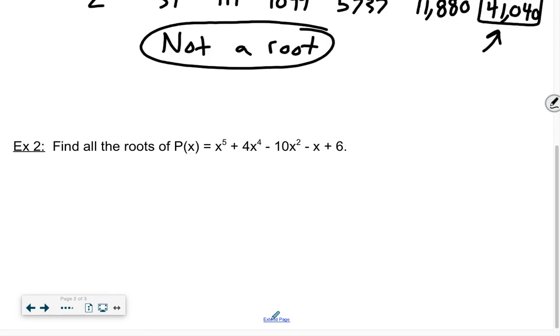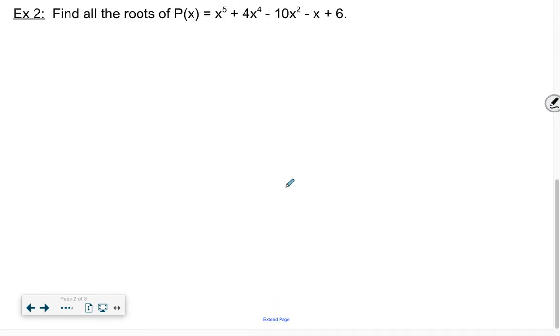Last example. Notice for this one, they're not asking us to determine whether a particular value is a root, but instead, we just simply want to find all the roots. Now, if we take a look at this polynomial, x to the 5th, so we have a degree of 5. There are no methods that we've covered up to this point that'll help us solve this thing.